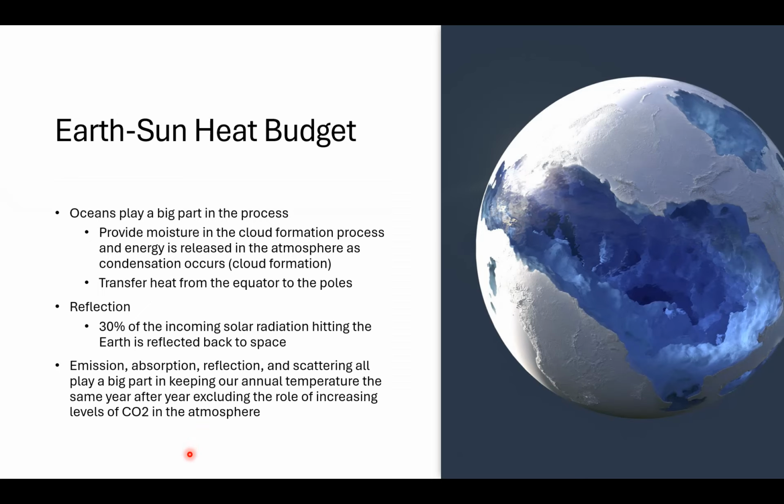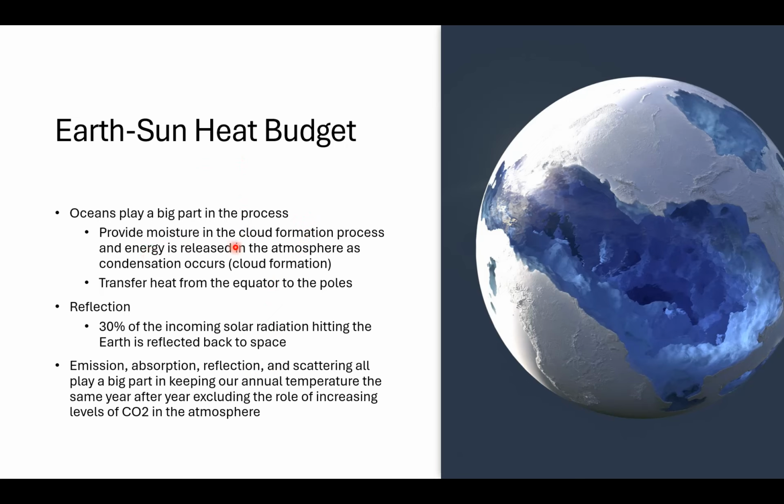One other thing I want to mention, we've got a lot of oceans. If we look at the oceans in the northern hemisphere alone, 60% of the northern hemisphere is covered by ocean water, 40% by land masses. So oceans play even a larger role. Actually, I've mixed that up. Northern hemisphere, 60% is covered by land masses, I believe, and 40% by oceans. It's flipped. I was doing the southern hemisphere first. I apologize for that. But oceans play a big part in the process of the Earth-Sun heat budget.